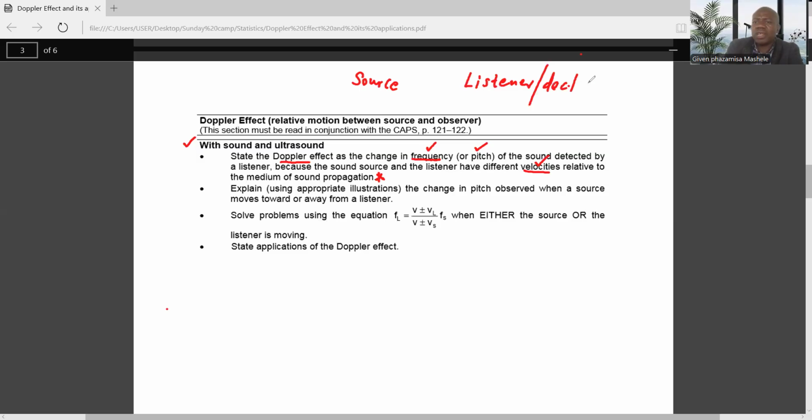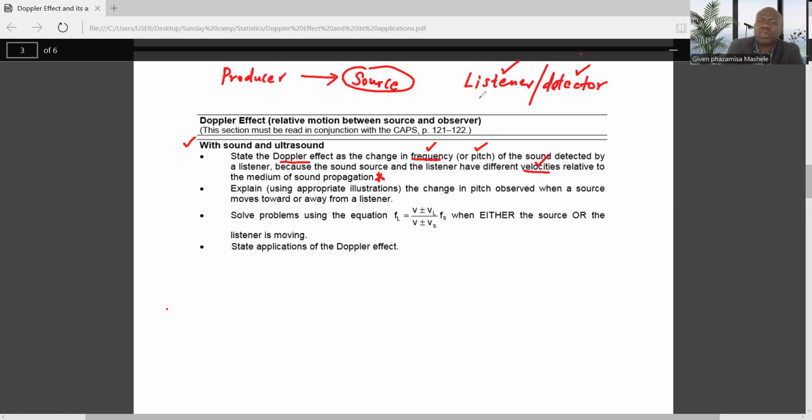So it's the listener or detector that is recording the sound. Then the source is the one that is producing the sound. In other books, they call it a producer.